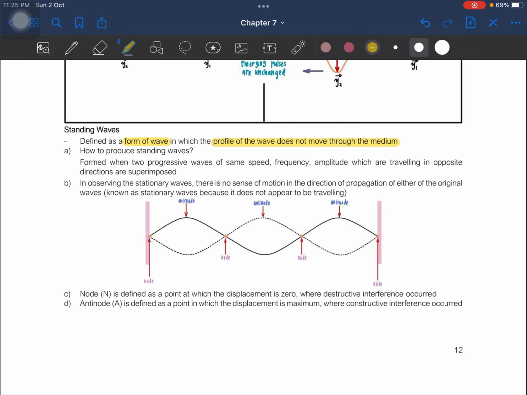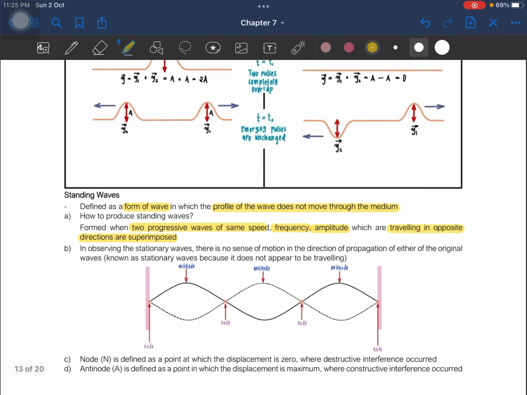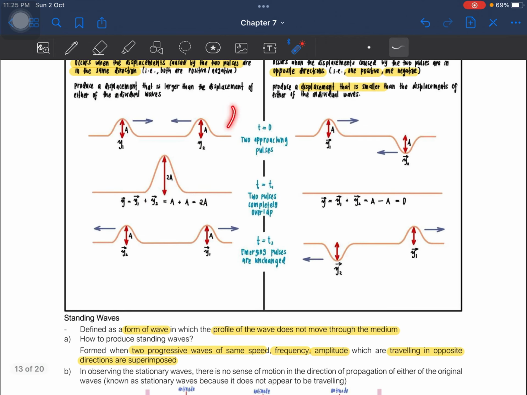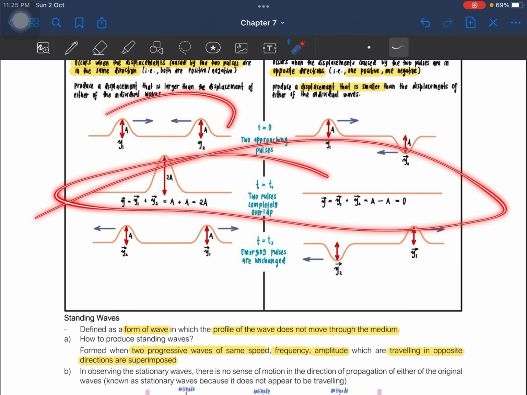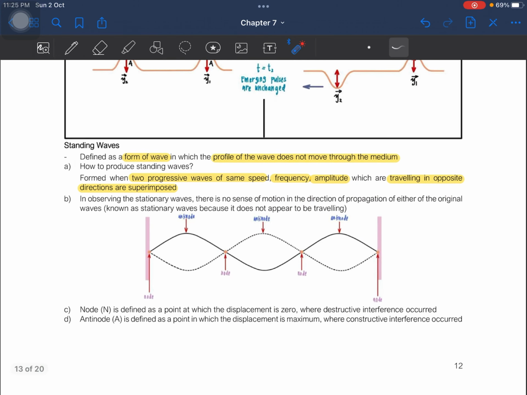So how do we produce standing waves? We can produce it by, it is only formed when there are two progressive waves. Two progressive waves of the same speed, frequency, and amplitude, which are traveling in opposite directions, are superimposed. Superimposed ni yang di sini lah, apa yang berlaku di sini. Okay, so they are superimposed.